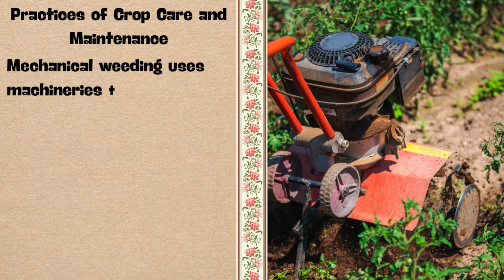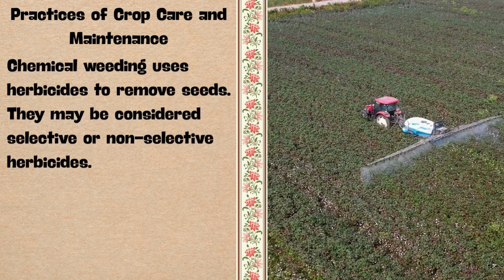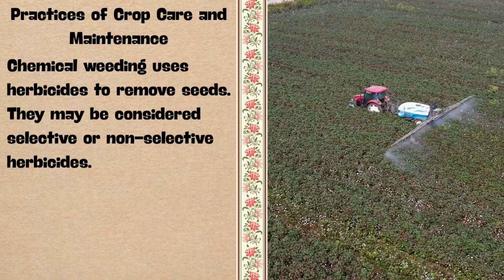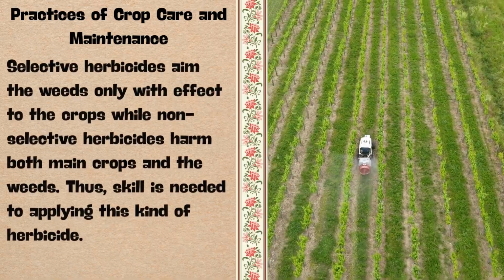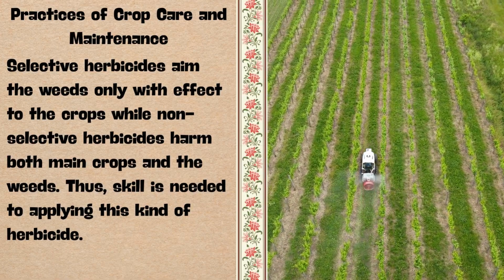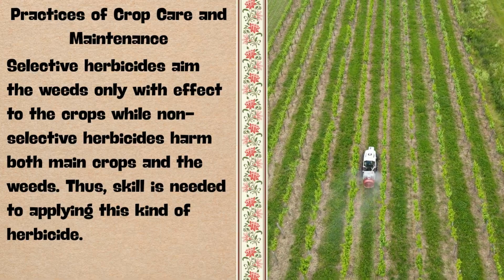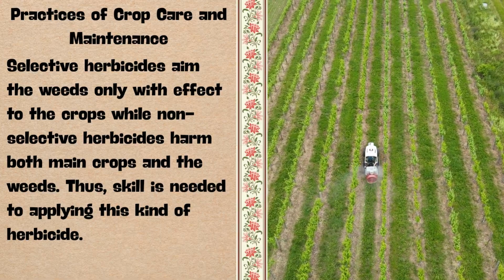Mechanical weeding uses machineries to remove weeds such as tonneau weeder, power tiller, basket hoe. Chemical weeding uses herbicides to remove weeds. They may be considered selective or non-selective herbicides. Selective herbicides target the weeds only without affecting the crops, while non-selective herbicides harm both main crops and the weeds. Thus, skill is needed in applying this kind of herbicide.